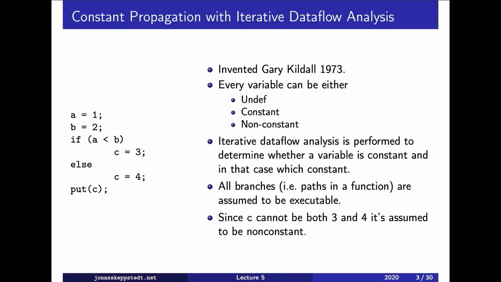And whenever we discover that there are 2 different constants assigned to a variable, then it's regarded as non-constant. It's also regarded as non-constant if it's returned from an unknown function or read as input. So what happens here? Well, since C is defined either as 3 or 4, the iterative data flow analysis will conclude when it comes here that C is not a constant. So it will be regarded as non-constant.